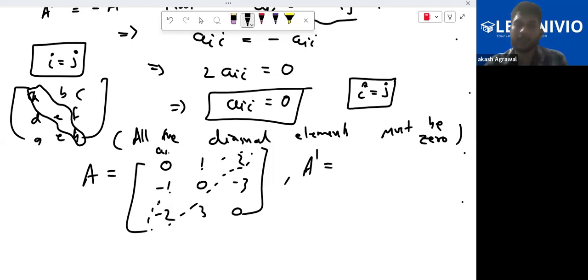So if you look at this, this is a11, but this is a13. So here i is not equal to j. So the matrix has one diagonal.